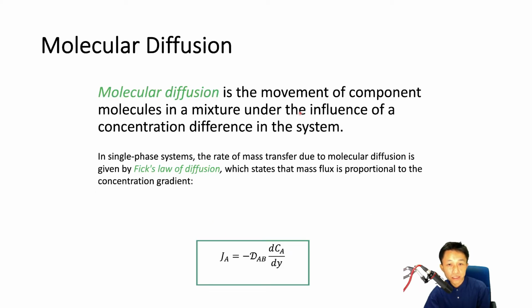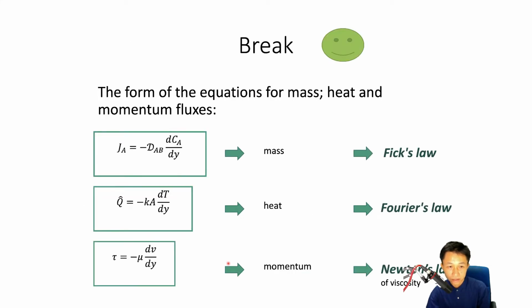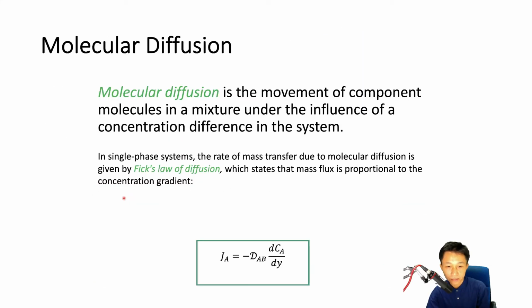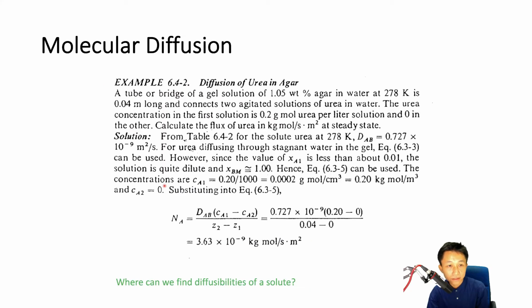Diffusion is movement of a component within the mixture, and the concentration difference is the driving force for the system. Fick's law is applied for the diffusion. The flux, this is mass flux, is similar to the heat flux here, and involves diffusivity and the concentration gradient. For example, we can have a look at diffusion of urea, which is a molecule, in agar.